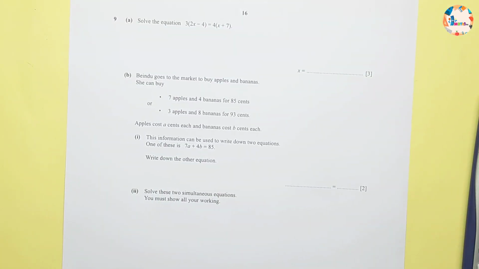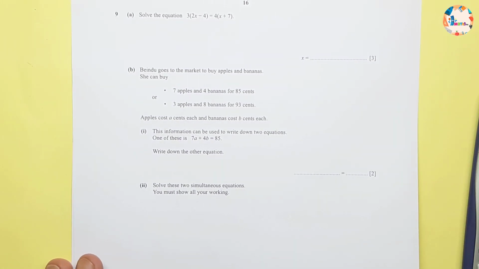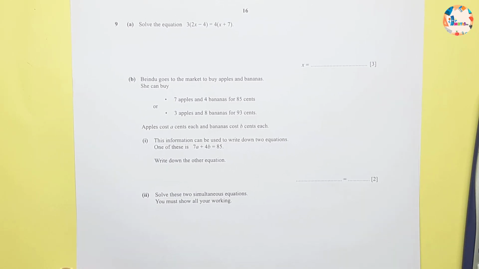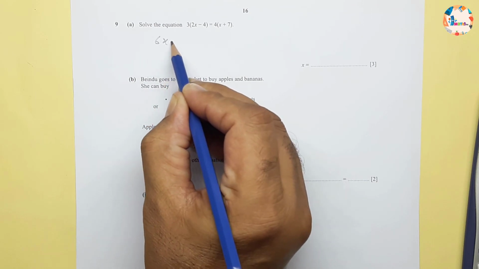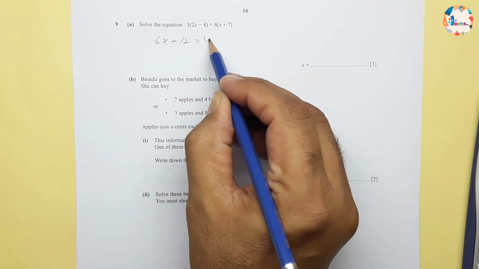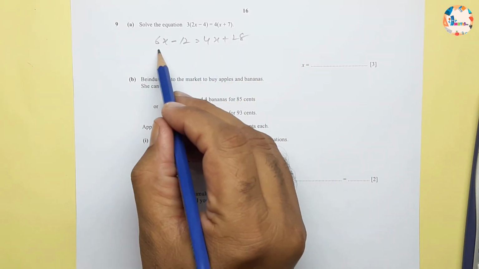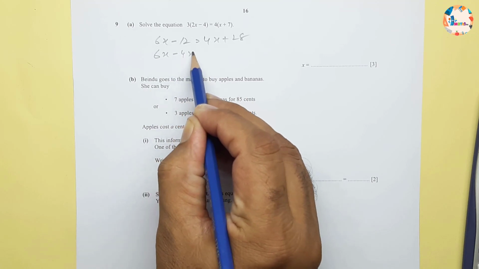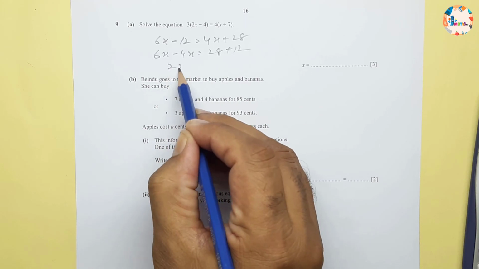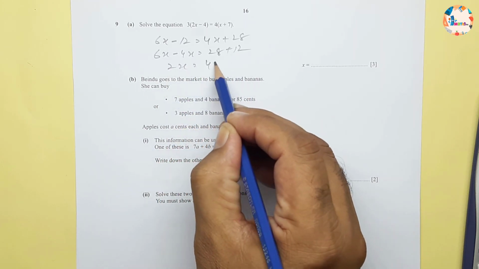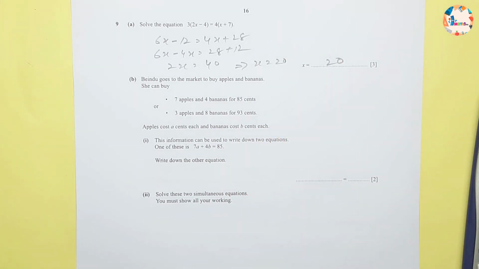Question number 9. We have to solve this algebraic equation. This is easier. We have to just open the brackets. So this will be 6x minus 12 is equal to 4x plus 28. So we can shift this to this side. 6x minus 4x will be equal to 28 plus 12. This will be 2x is equal to 40. So this implies x is equal to 20. So we can write here 20.